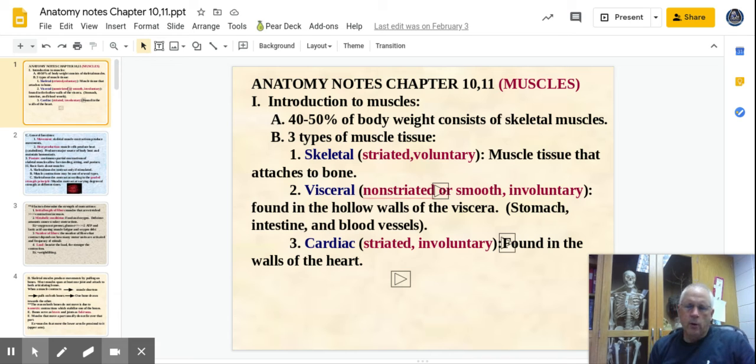So we mainly want to focus in. I've got the heart coming up later, and visceral coming up in the digestive chapter next trimester, so we're not going to spend much time on those two. We're going to focus on the skeletal muscles, and I put some color sheets up that go through the major muscles. Obviously we're not going to go over 600-plus, but we will go over some of the major groups so you'll get to know how you move.